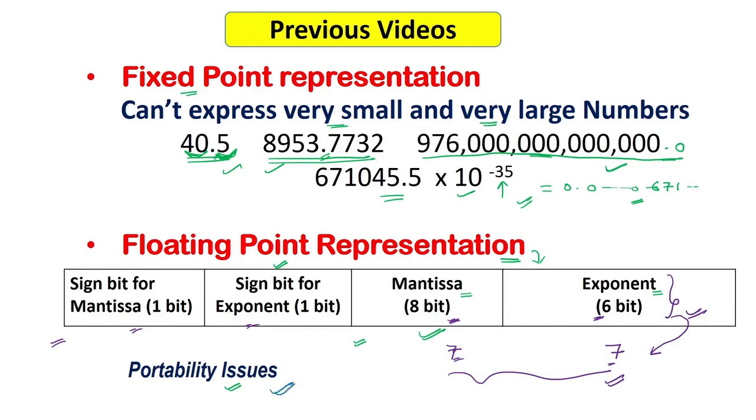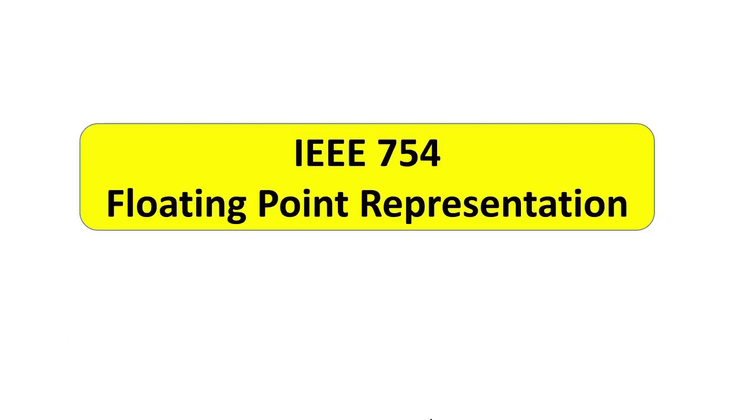To sort out these portability issues, the IEEE organization came up with a standard, and it is known as the IEEE 754 representation. That is a standard or protocol that is used by many CPU designers to represent floating point numbers in their CPUs. Now every vendor will use that one fixed IEEE 754 representation scheme to represent floating point numbers in their computers, so there will be no portability issues. So let's discuss this IEEE 754 now.